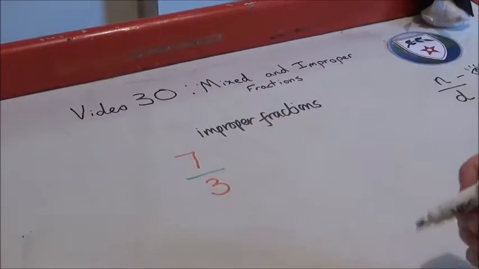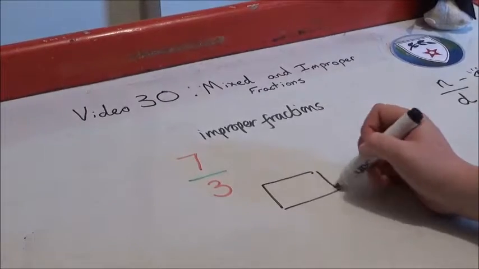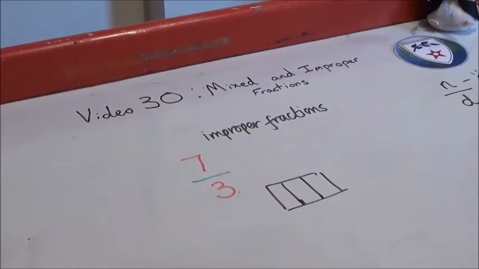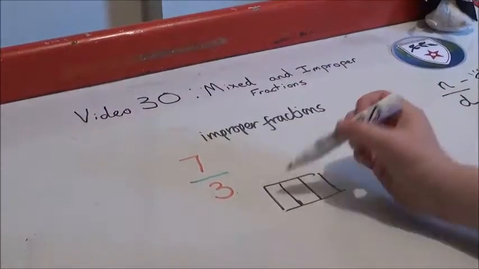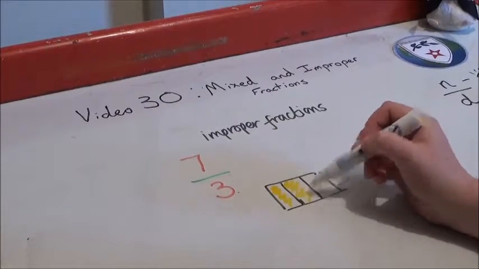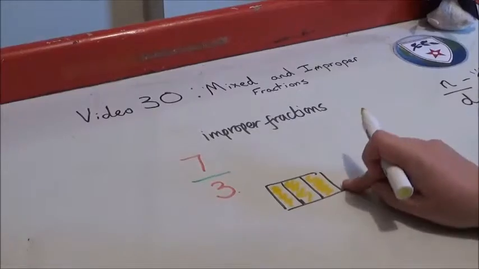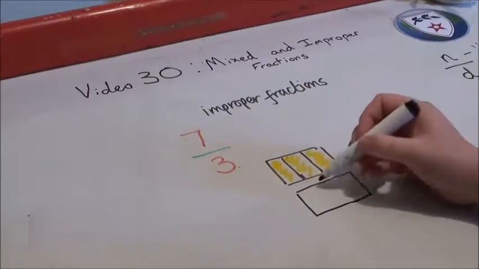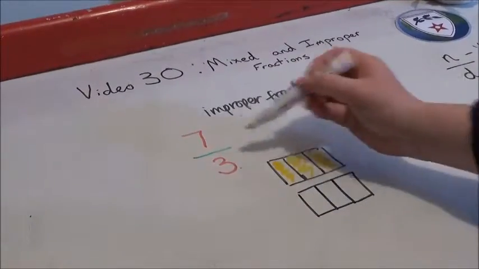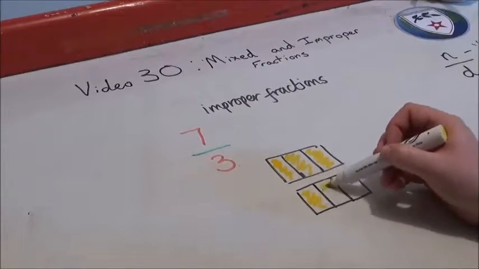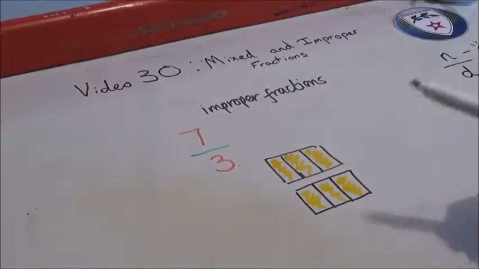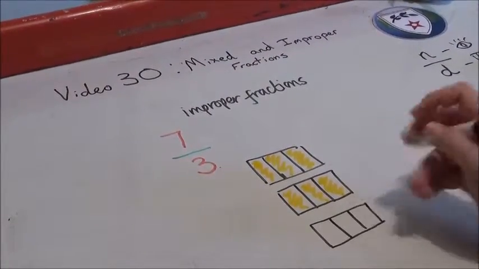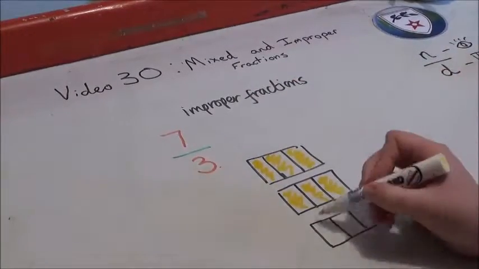So here, I'm going to use my visual representation. I'm going to have one whole. I'm going to cut it into 3 pieces. Now I'm looking at 7 pieces. So here I've got 1, 2, 3. Okay, so I've already filled up one whole. I'm going to need to draw another whole. Cut that into 3 pieces. So I've done 1, 2, 3, 4, 5, 6. Still got one more numerator to look at. So again, I need to draw out one more whole, cut it into 3 pieces, and 7.